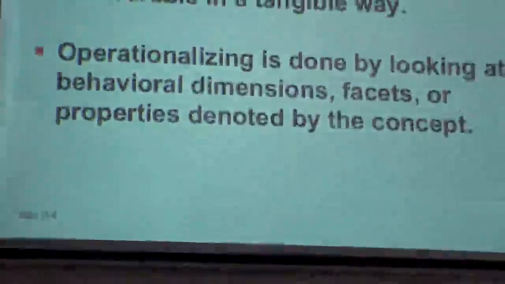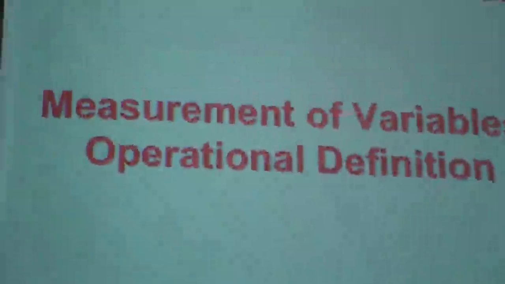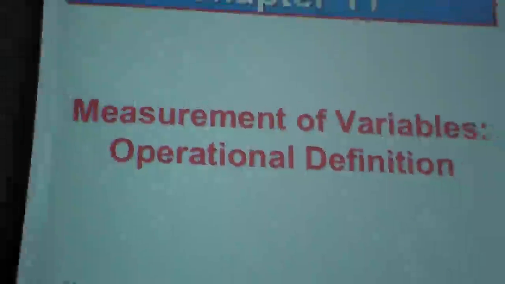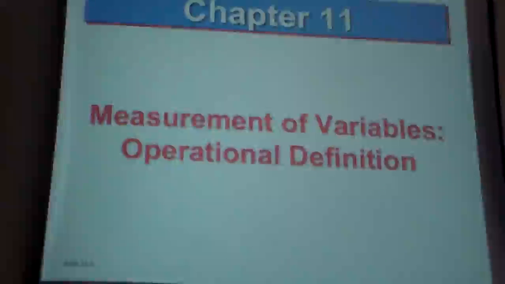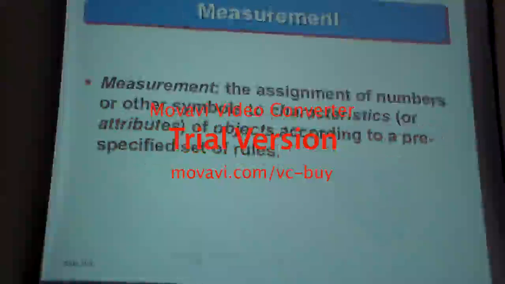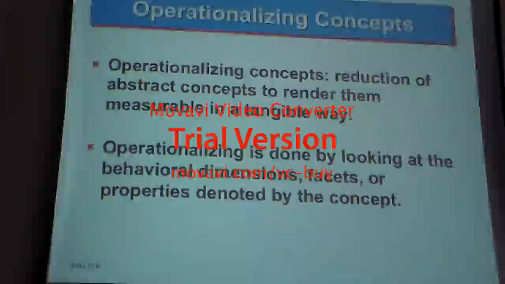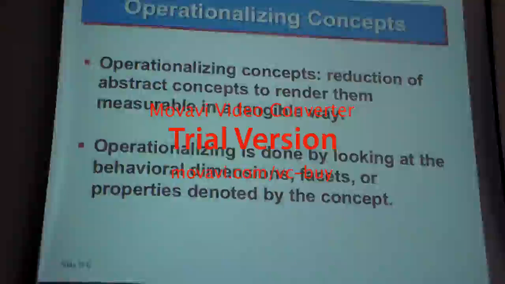All of these are just definitions, because this is just the first part of measurement of variables, which is just operational definitions. Have you understood all these definitions? Any question?